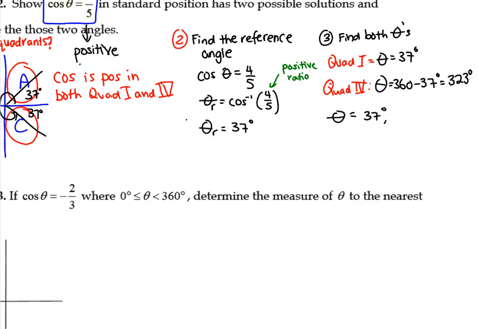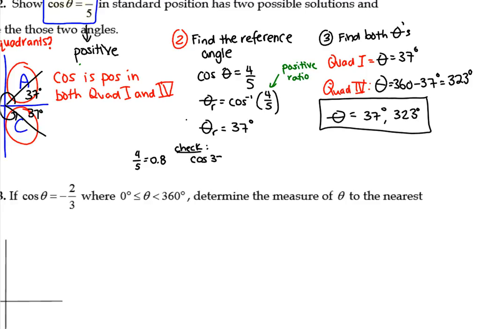Between 0 and 360, there's two angles that are going to give you that same positive ratio of 4 over 5. I'm going to show you how to check your work in a second. What is 4 over 5 equal to, by the way? As a decimal, 4/5. 0.8, right? 8/10. 0.8.